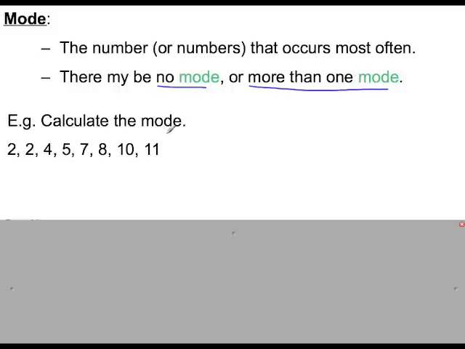In this example, we have the numbers 2, 2, 4, 5, 7, 8, 10, and 11. Now it's pretty clear to see that the number 2 appears twice and all the other numbers appear once. So in this example, we're going to say that the mode equals 2.